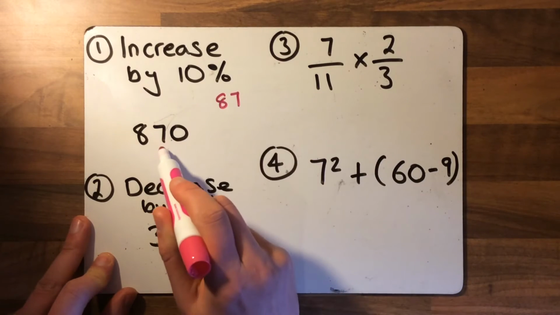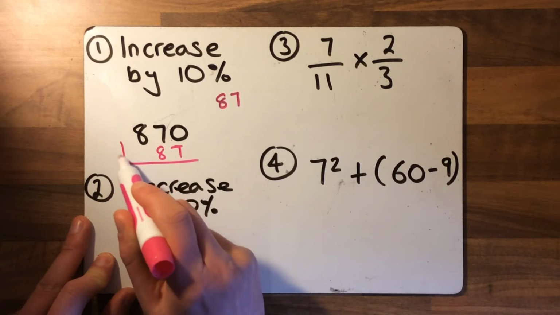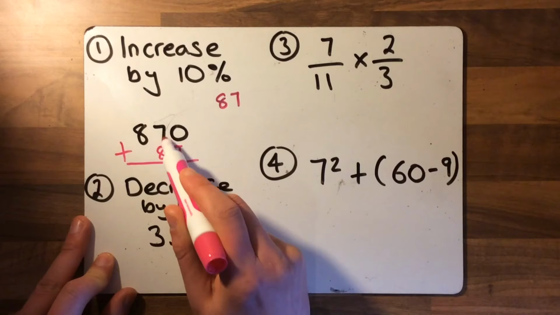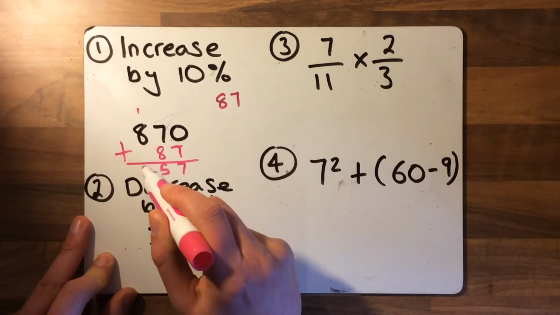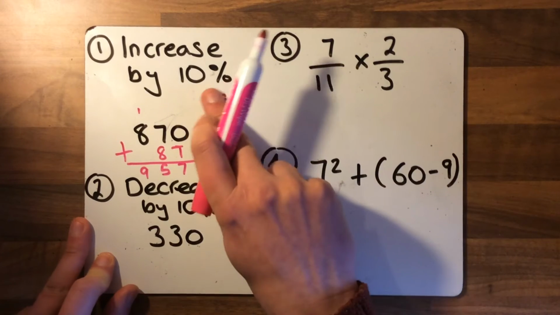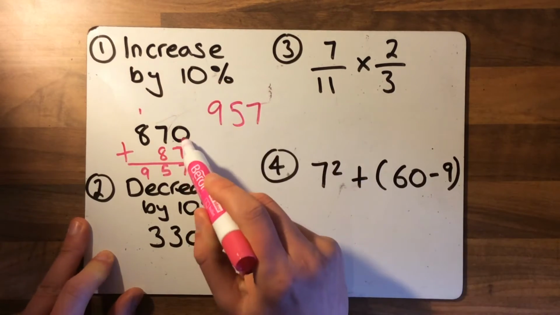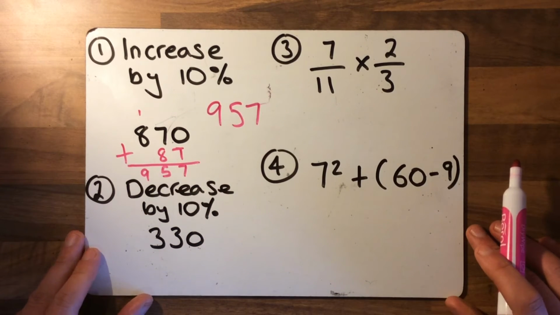So if I write it underneath, I have to write it quite small to squeeze it in, and we're adding them. So 7 add 0 is 7, 8 add 7 is 15, 5 goes there, 1 on the next column, 8 add 1 is 9. So the answer to this is 957. So 870 increased by 10%, 957.